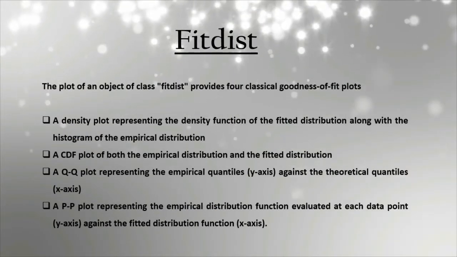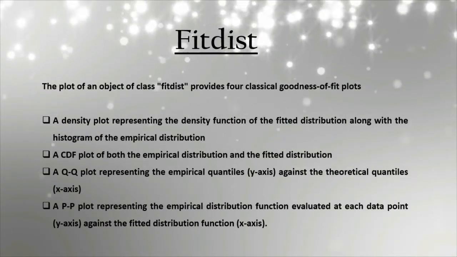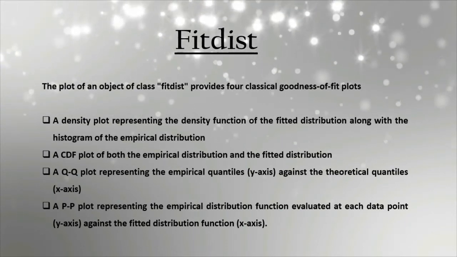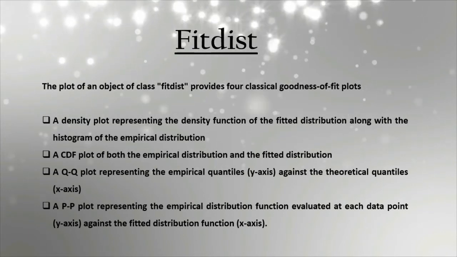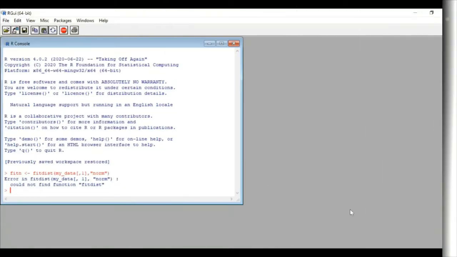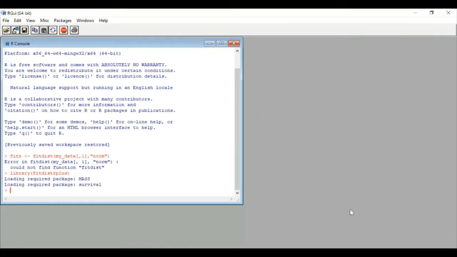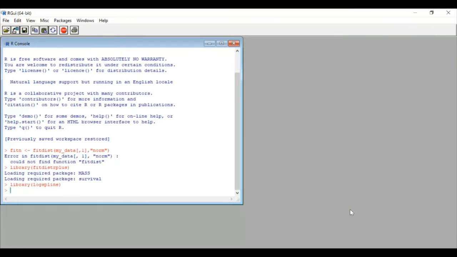So what exactly does the fitdist function do? The plot of an object of class fitdist provides 4 classical goodness of fit plots. Basically, one is the density plot, another is the CDF plot, then the QQ plot, and then the PP plot. So we'll now see all these plots, because with the help of diagrams, we are able to understand which distribution suits our column pretty well. Also, there are many techniques in which you can find the goodness of fit. We'll see all at once.